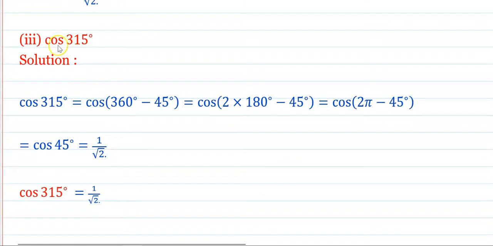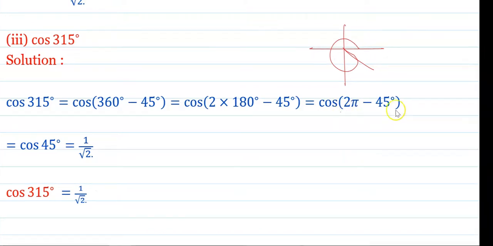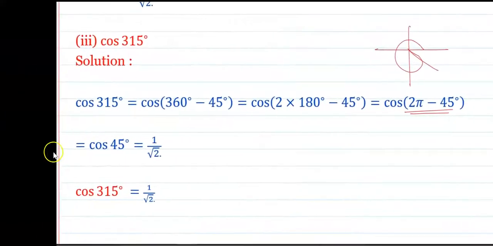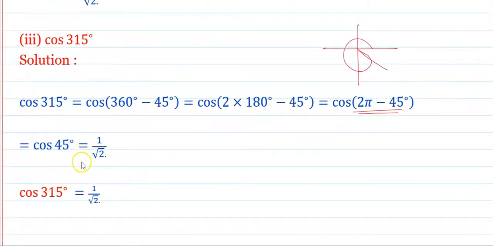Next, cos of 315. Now 315 can be written as 360 minus 45. 360 means what? It is 2 pi minus 45. It goes in the fourth quadrant. Okay. And in the fourth quadrant, cos is positive. Function कसा आहे? Angle कसा आहे? 2 pi minus theta. Function remains as it is. Cos चा cos राहणार. Cos of 45, त्याला plus sign. It is in the fourth quadrant. And therefore, cos of 45 is equal to 1 upon root 2.